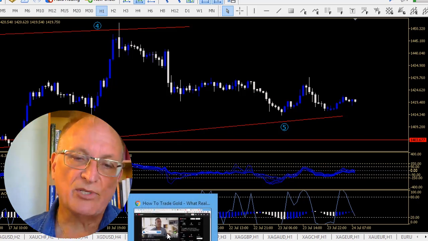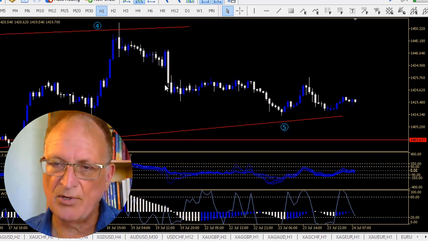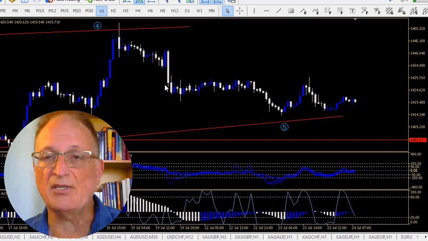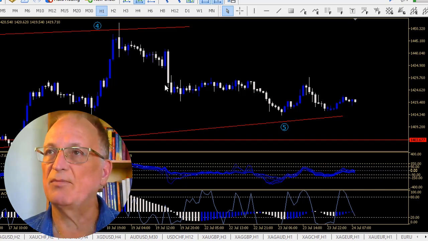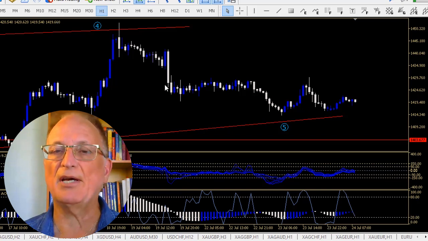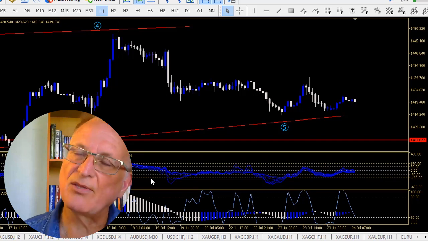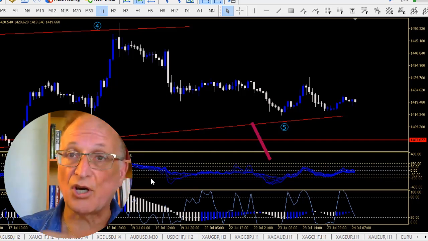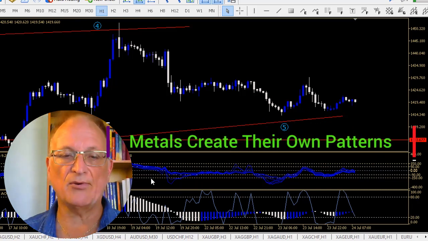So one day I was actually looking at silver and I noticed that all the silver pairs had the exact same pattern on the same time frame, almost perfect and almost exactly the same. So what does that tell us? Well, that told me that the pattern was caused by silver. It wasn't caused by the other currencies.